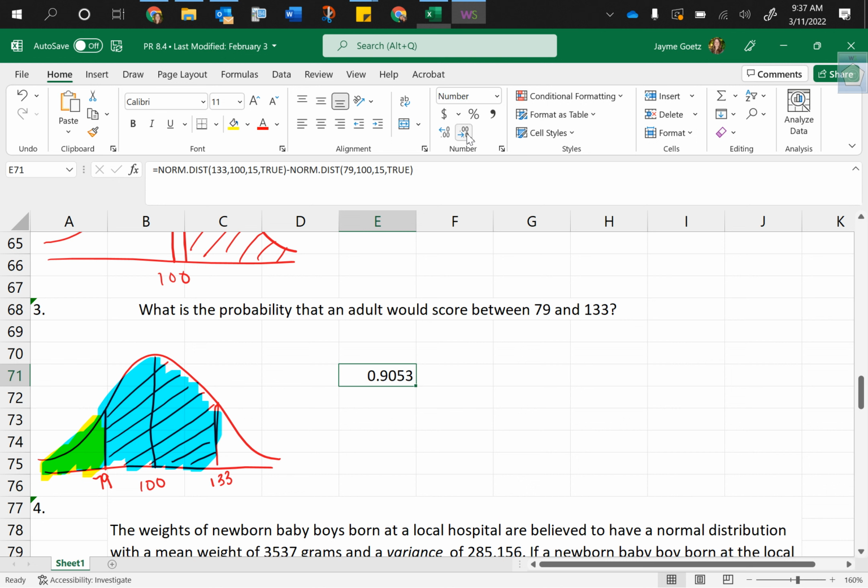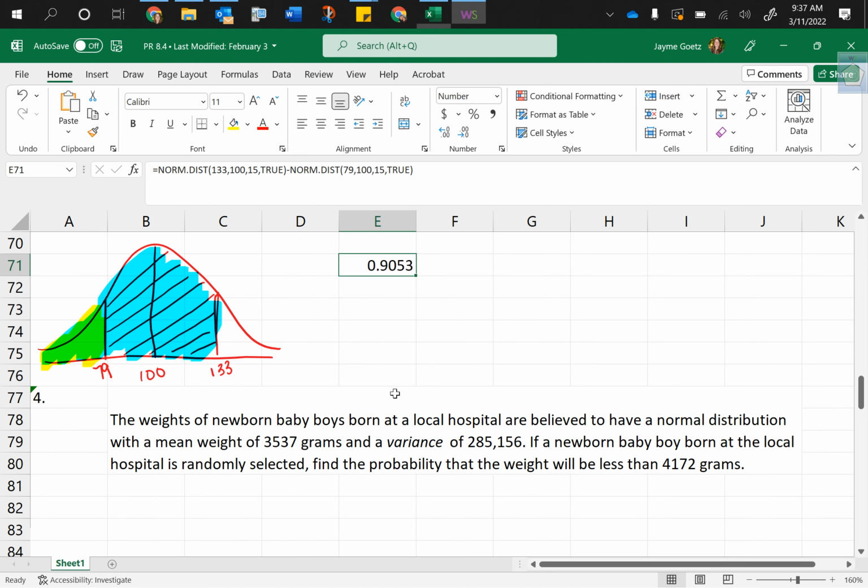So that means 0.9053. The area between 79 and 133, the area between those two scores is 0.9053. That means about 91% of the adults will score between 79 and 133. We okay with that? Okay.